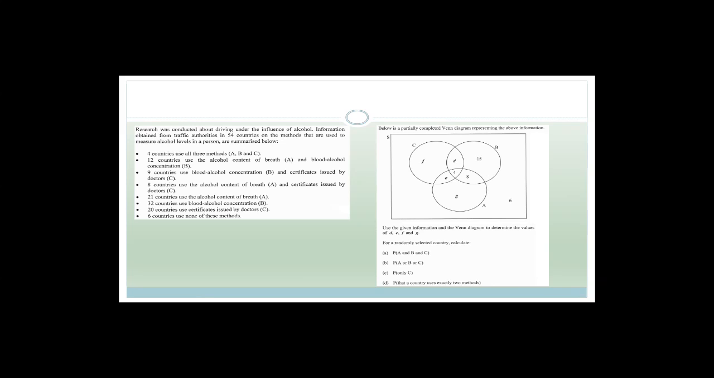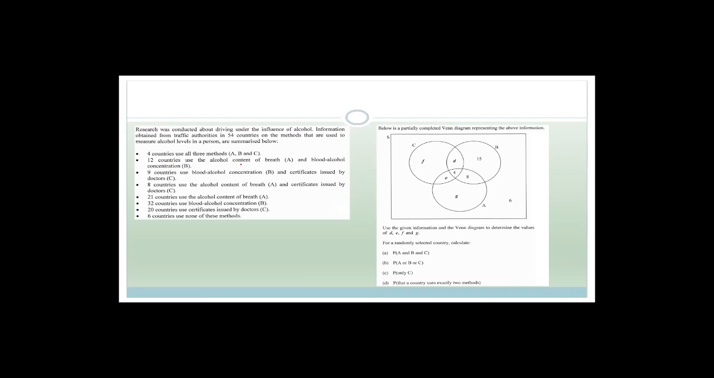And what's very nice is they've given us a partially completed Venn diagram to start with. It says, research was conducted on driving under the influence of alcohol. Information obtained from traffic authorities of 54 countries on the methods that are used to measure alcohol levels in persons are summarized. Four countries used all three methods. So there you go, there's four countries that used all three methods.